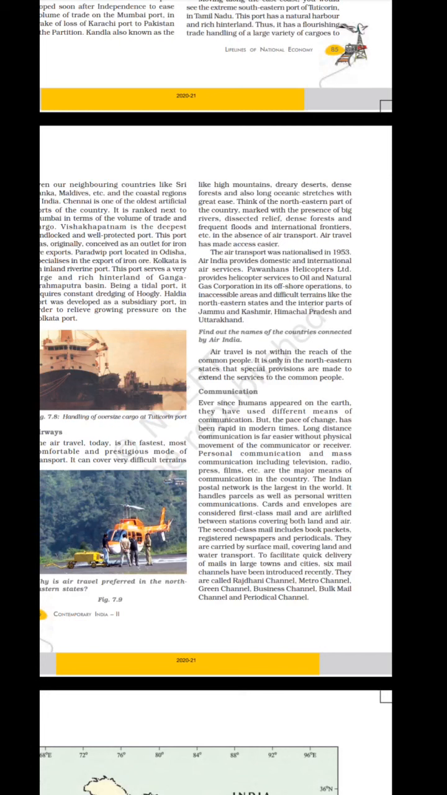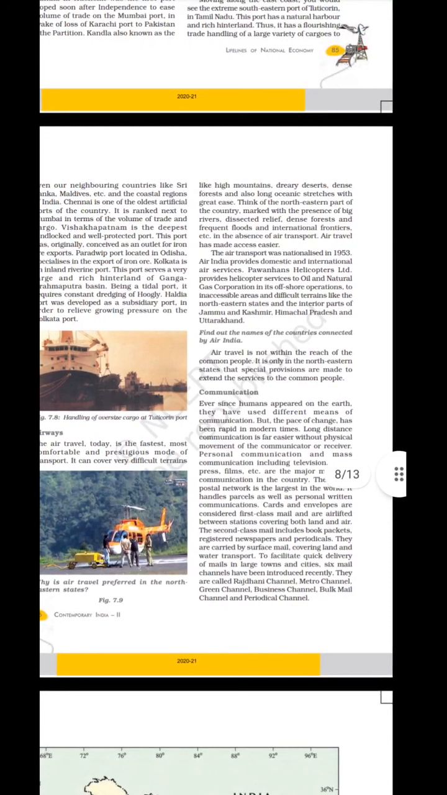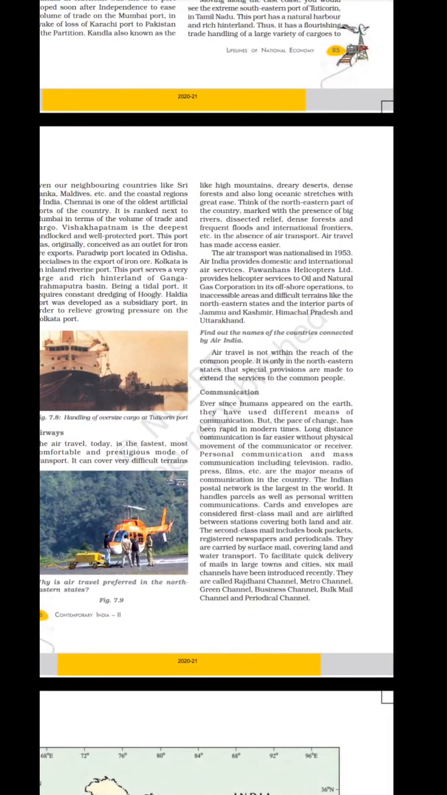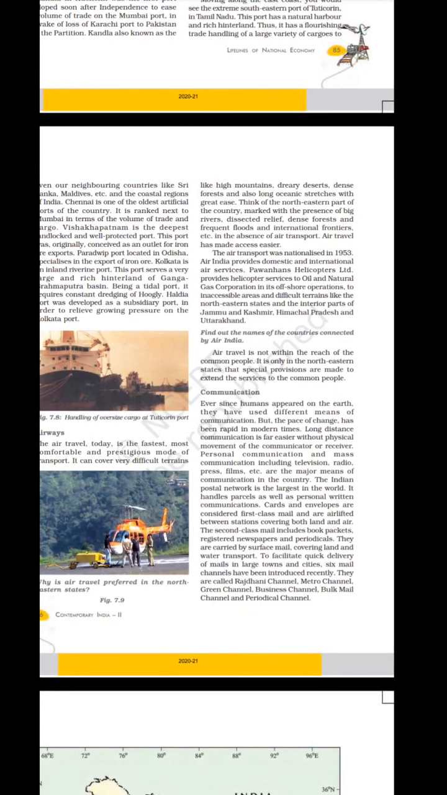The Indian postal network is the largest in the world. It handles parcels as well as personal written communications. Cards and envelopes are considered first class mail and are airlifted between stations covering both land and air. The second class mail includes book packets, registered newspapers, and periodicals.